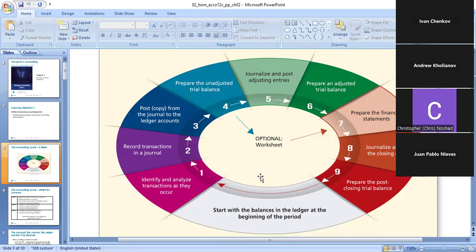The accounting cycle first starts, obviously, with the balance, which is the current situation of the company. Then the events start happening.